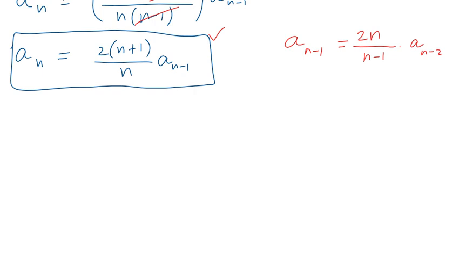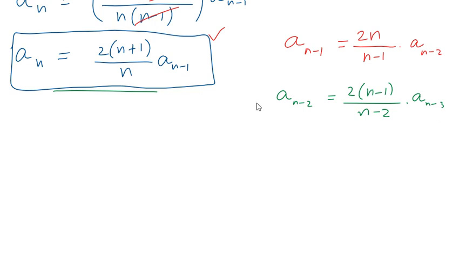Now let's derive a similar equation for a sub n minus 2. So just replace n here by n minus 2. So we have a sub n minus 2 equals 2 times n minus 2 plus 1. So that's n minus 1. And then over n minus 2 times a sub n minus 3.